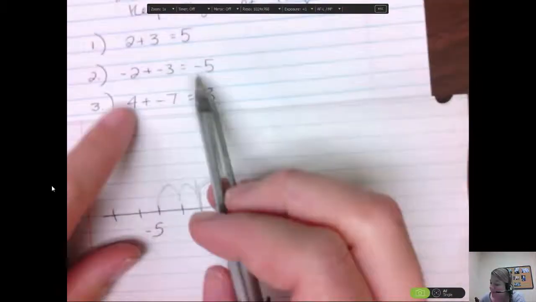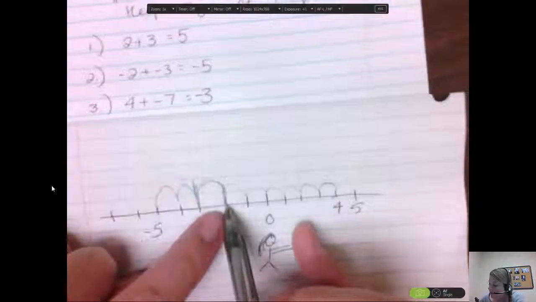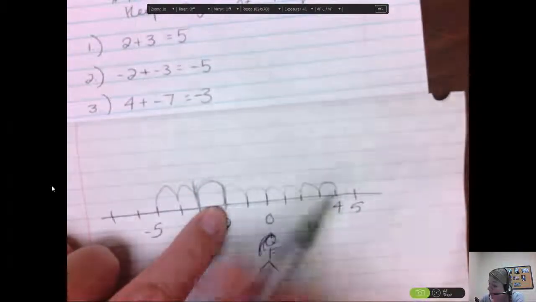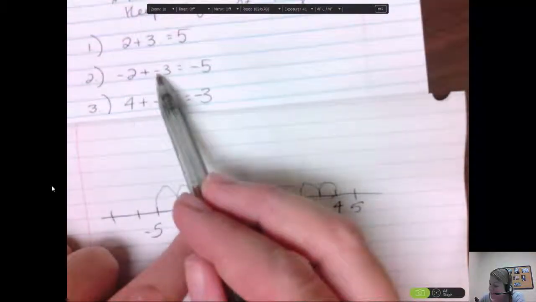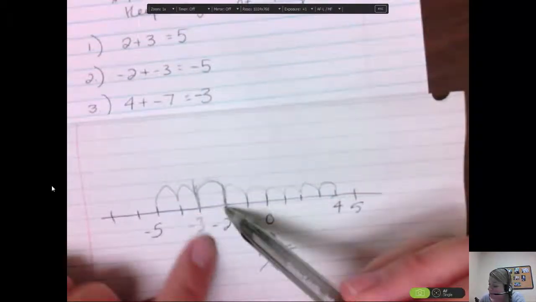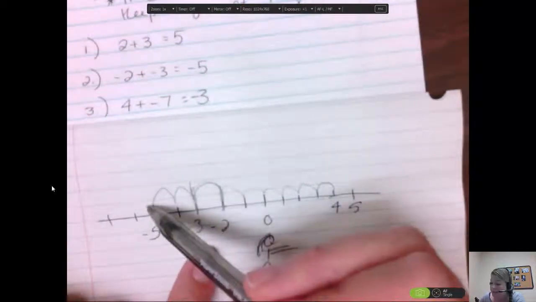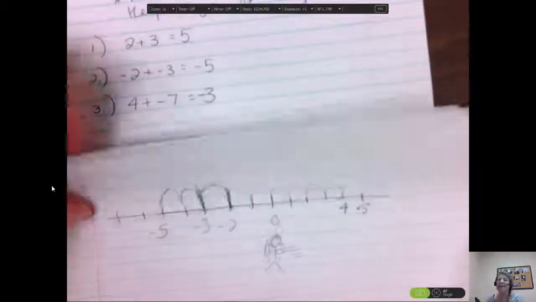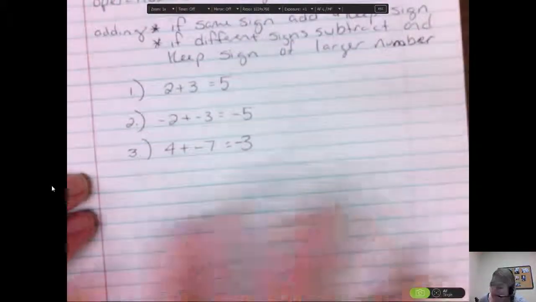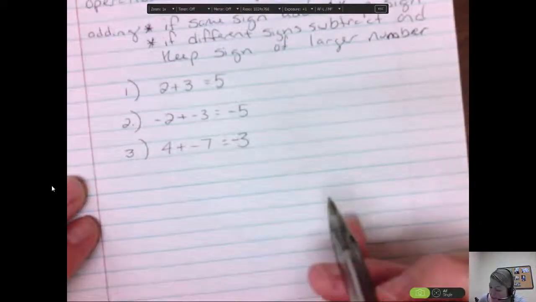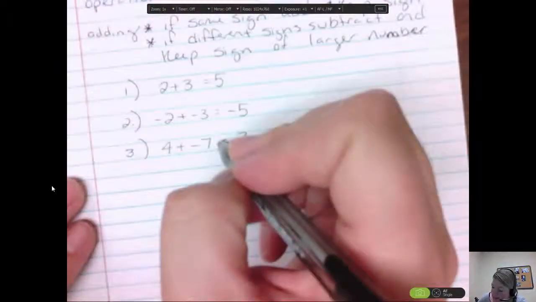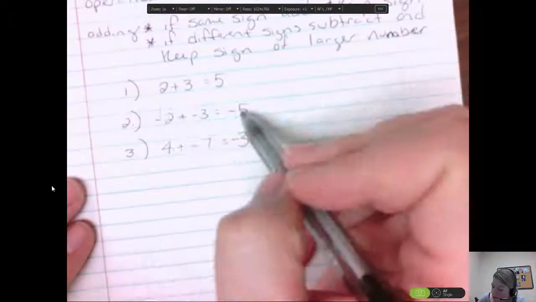For this problem, number 2, he would start at negative 2. He starts facing this way, but the second he sees this sign, he flips around and then goes 3 this way. Anyway, my little guy only flips around. It's a little trickier when we get into the subtraction and it's double negative, and then I can show you that again. So adding, these are all the scenarios you're going to see: opposite signs subtract, keep the sign of the larger, both the same signs kind of scenarios.